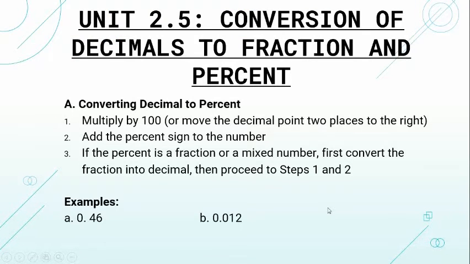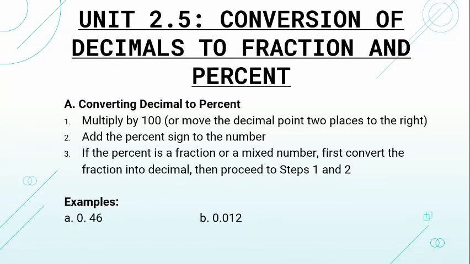For our fifth topic, conversion of decimal to fraction and percent. So first, we're going to convert decimal to percents. And these are the steps. One is to multiply it by 100 or move the decimal point two places to the right. Second, that is to add the percent sign to the number. Lastly, if the percent is a fraction or mixed number, first convert the fraction into decimal. Then proceed to steps 1 and 2.